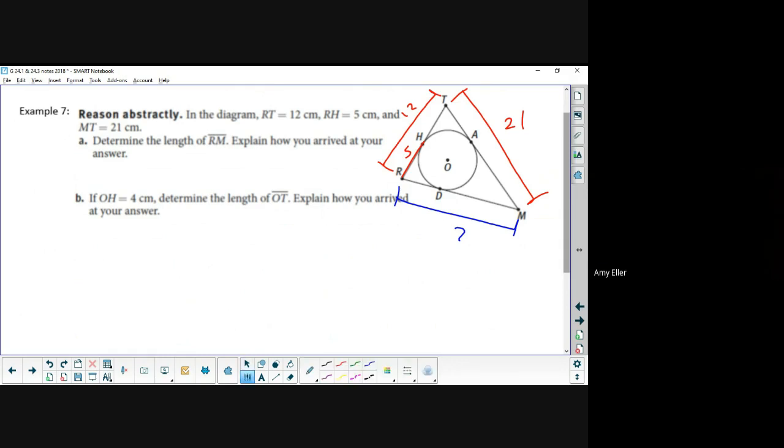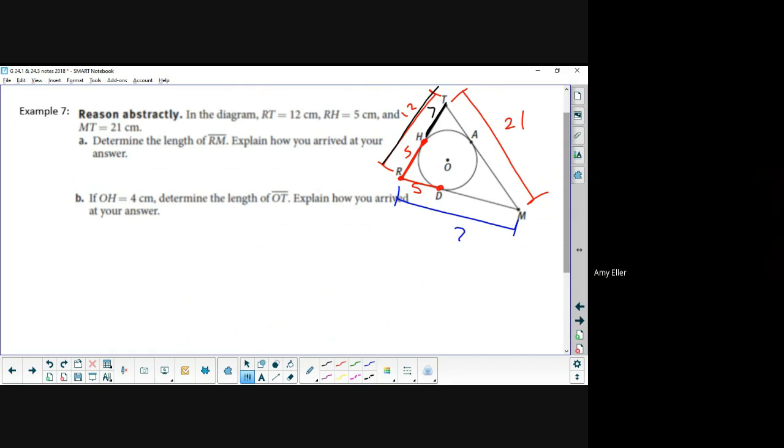We have common tangents. Look here. Here's a tangent, touches a circle at H, goes out here to R, and here's another tangent that also meets at R. These have to be the same length, so that is 5. Let's look up here. If this whole thing is 12, then I've already got 5. How big is this piece? 12 minus 5 is 7.